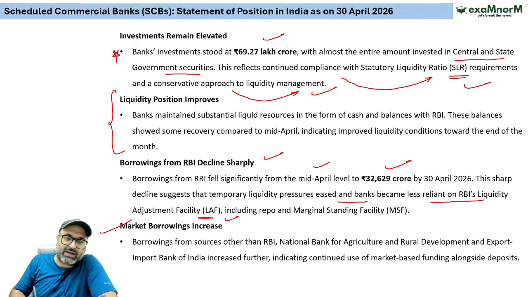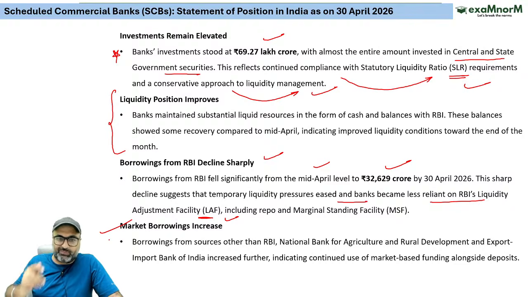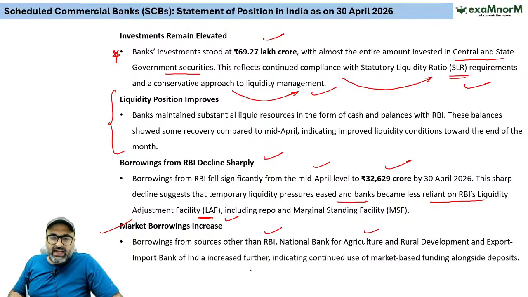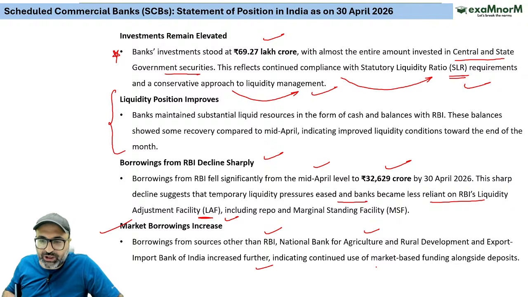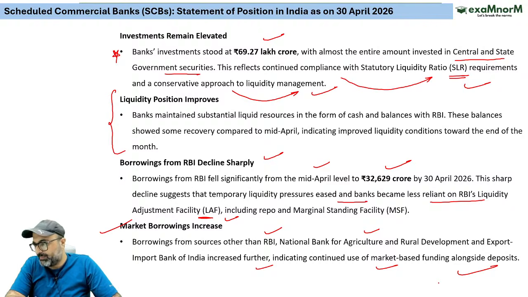If I talk about the market borrowings, so market borrowings undoubtedly have increased, but obviously the value of market borrowing is not important. So the borrowings from sources other than RBI, NABARD and EXIM have increased further, indicating continued use of market-based funding alongside deposits. तो इसका मतलब बैंक जो है, bank is raising the funds from the public also with the help of debt instruments.